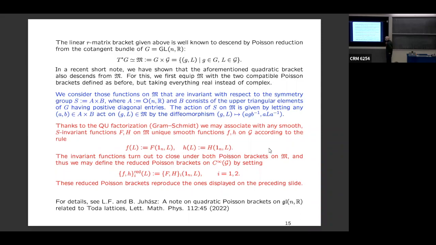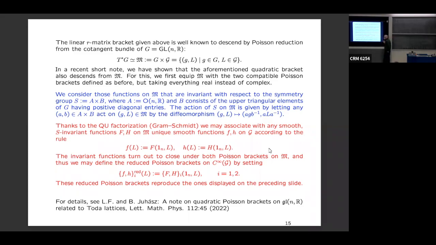And every formula is the same, it's just that the trace variable is now real. Then I take a quotient, but with respect to what group? The symmetry group is this A times B, where A is orthogonal and B is upper triangular with positive diagonal entries. This group acts in this way on the phase space, and because of the QR factorization, or Gram-Schmidt procedure, by this group action you can remove this group element. Every orbit of the symmetry contains such an element that the group element is the identity of the GL(n,R) group.